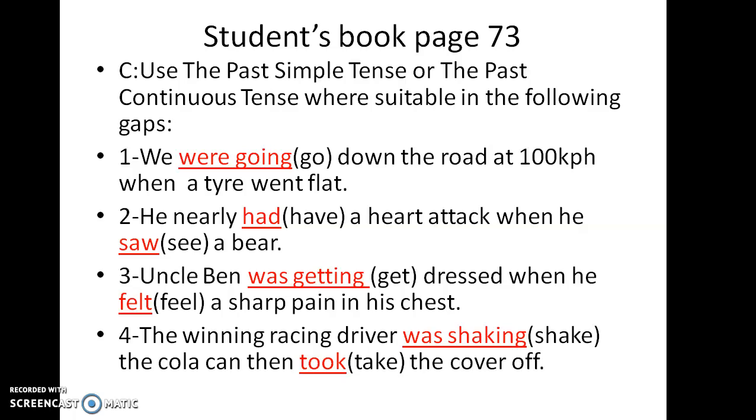2. He nearly had a heart attack when he saw a deer. Of course, here we used had, verb 2 of have, because had a heart attack doesn't take time. هذا الفعل ما بيستغرق وقت. وزي ما حكينا see ما بنحط لها ing أبدا، فهي أكيد verb 2. 3. Uncle Ben was getting dressed when he felt a sharp pain in his chest. Was getting dressed استغرقت بعض الوقت، ولكن الفعل feel ما بياخد ing أبدا لأنه ما بيستغرق وقت، so بنحطها verb 2, felt.